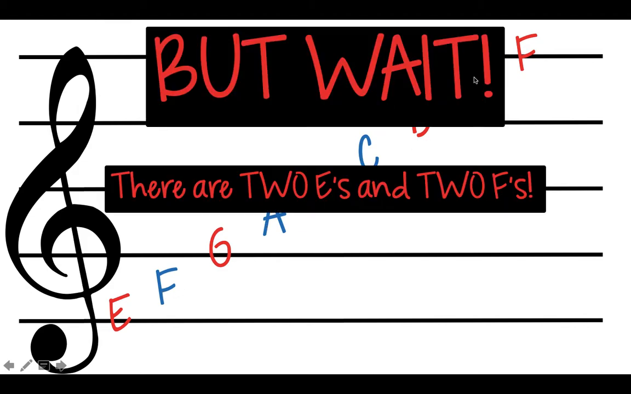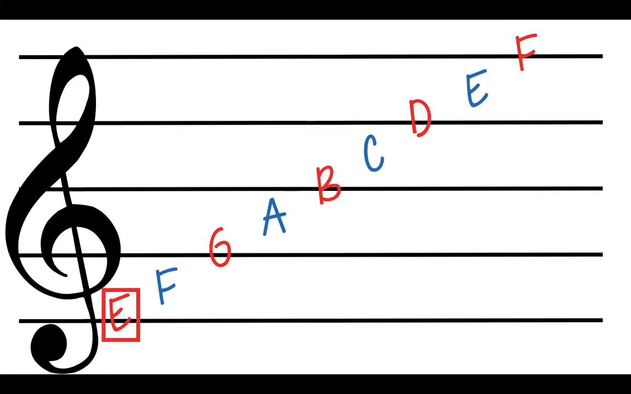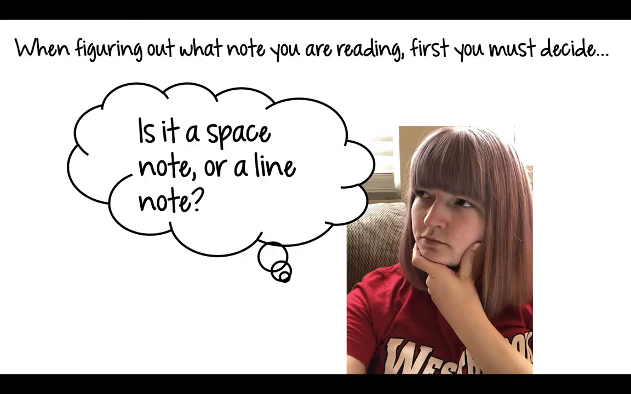But wait. There are 2 E's and 2 F's. We have a line E on this bottom line, and we also have a space E on the top space. We have a space F on the bottom space, and a line F on the top line. So that's something you just need to not get super confused by: there are 2 E's and there are 2 F's on the treble clef. So when you're trying to figure out what note you are reading, first you must decide, is it a space note or a line note?